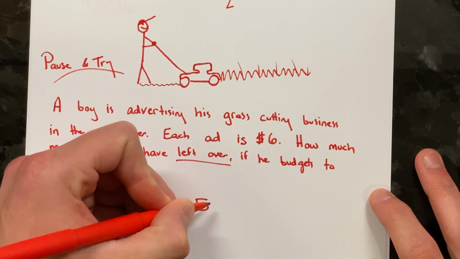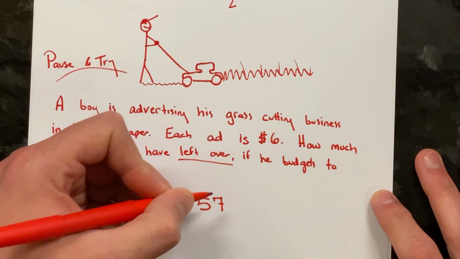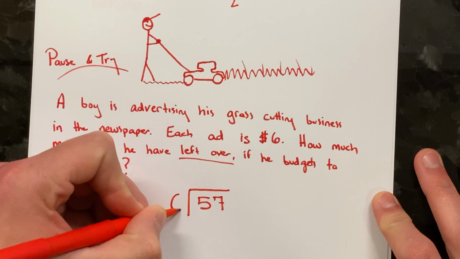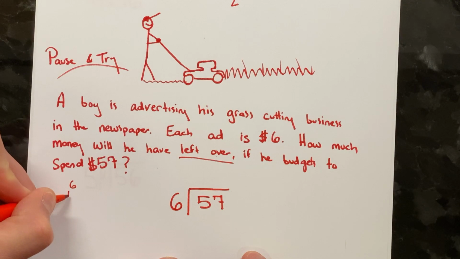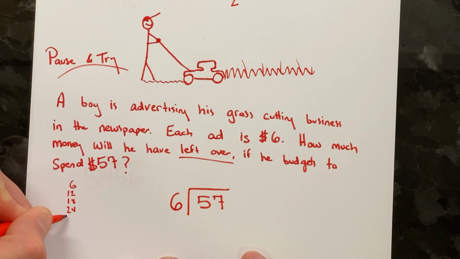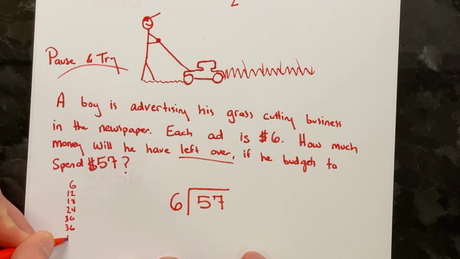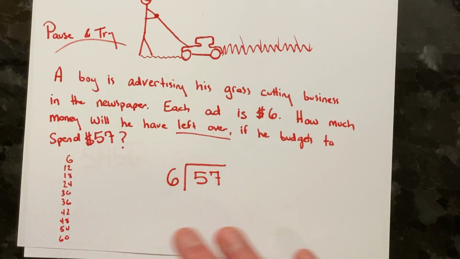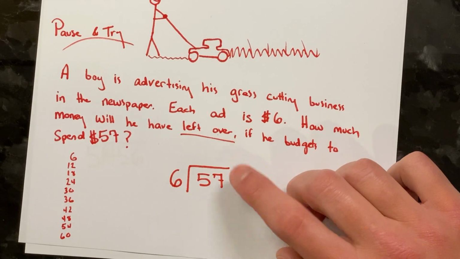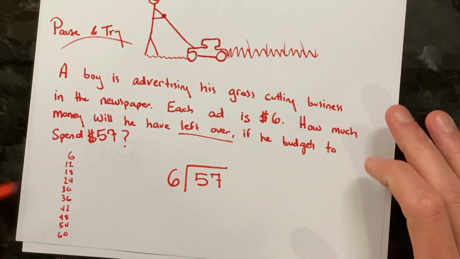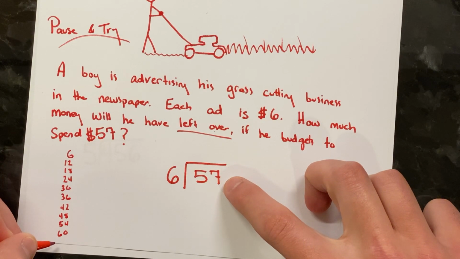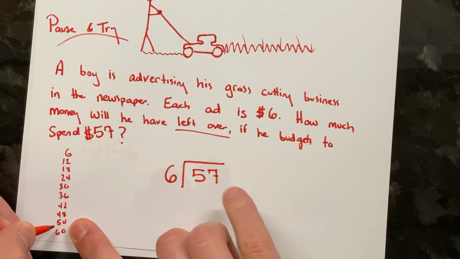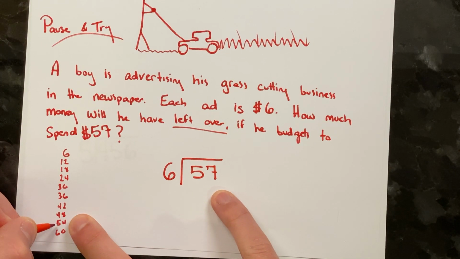I have a total of $57 budgeted, and I know that each ad that I want to pay for is $6. Of all the multiples of 6: 6, 12, 18, 24, 30, 36, 42, 48, 54, 60, and so on, which one's the closest to 57 without going over? Well, 60 looks pretty good and pretty easy, but it's just a smidge bigger than 57. So the closest I can get to 57 without going over is actually 54.